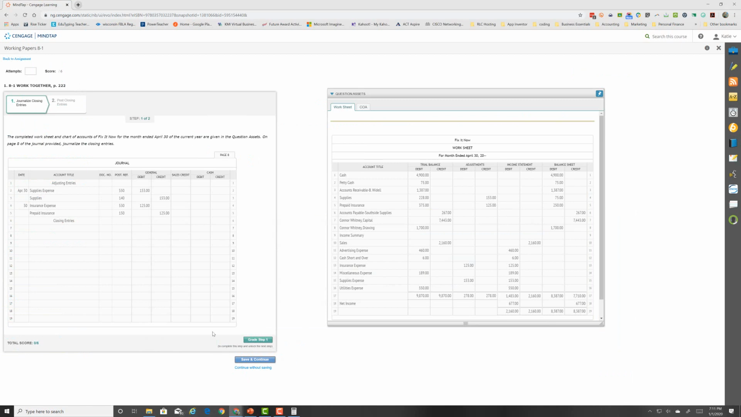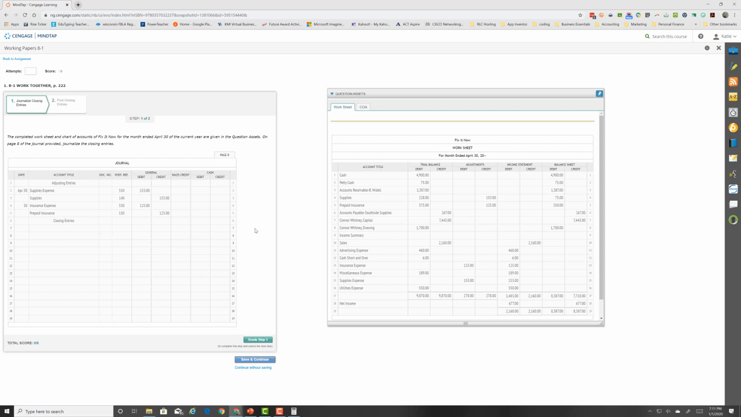So here's our work together. Going through and reading my directions right here, it says the completed worksheet of the chart of accounts for Fix It Now for the month ended April 30th, the current year is given in the question assets. Here's my question assets. I moved them off to the side. On page 8 of the journal, journalize the closing entries. So you can see we're on page 8. Here's my worksheet. Our adjusting entries have already been done. Closing entries do not have a source document, so we always start with the words closing entry on the top. That says anything below here we don't have to worry about doing.